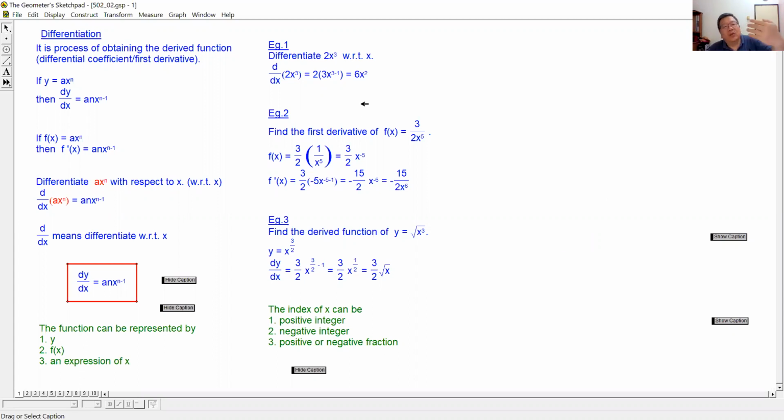So what I'm showing you in these examples 1, 2, 3 is that the index can be a positive number, the index can be a negative number, the index can be a positive or negative fraction.